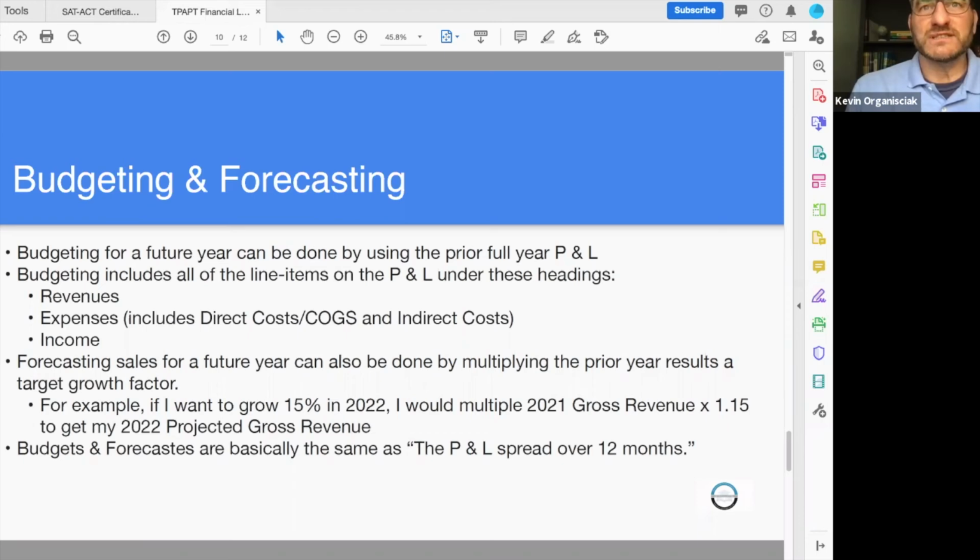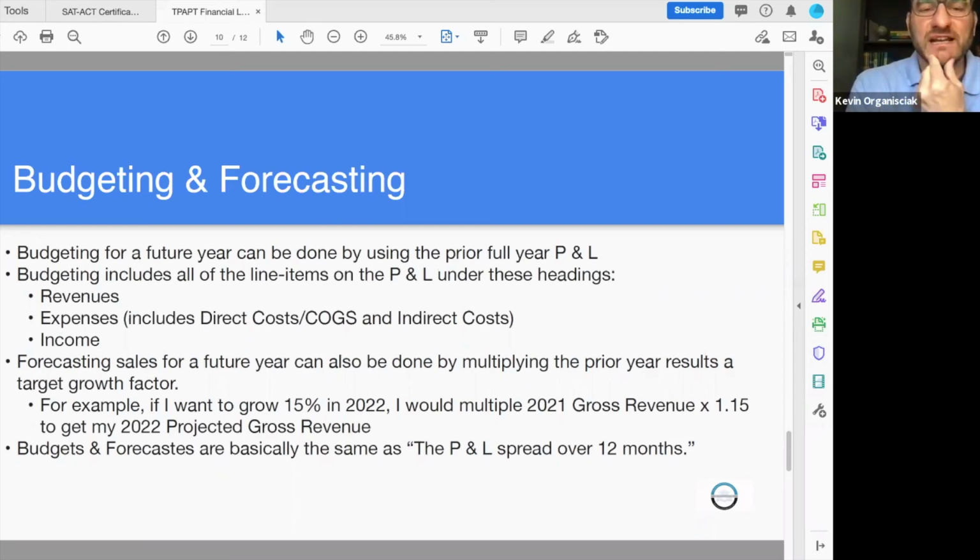And most budgets from existing businesses are built on prior year performance. And that's just another way that the P&L can be helpful. So if you look at a full 12 months of P&L results, you can use that to help you create the budgets for your next year. And there are simple ways to do that. And again, our businesses aren't so complex where you have to worry about nailing it to the penny.